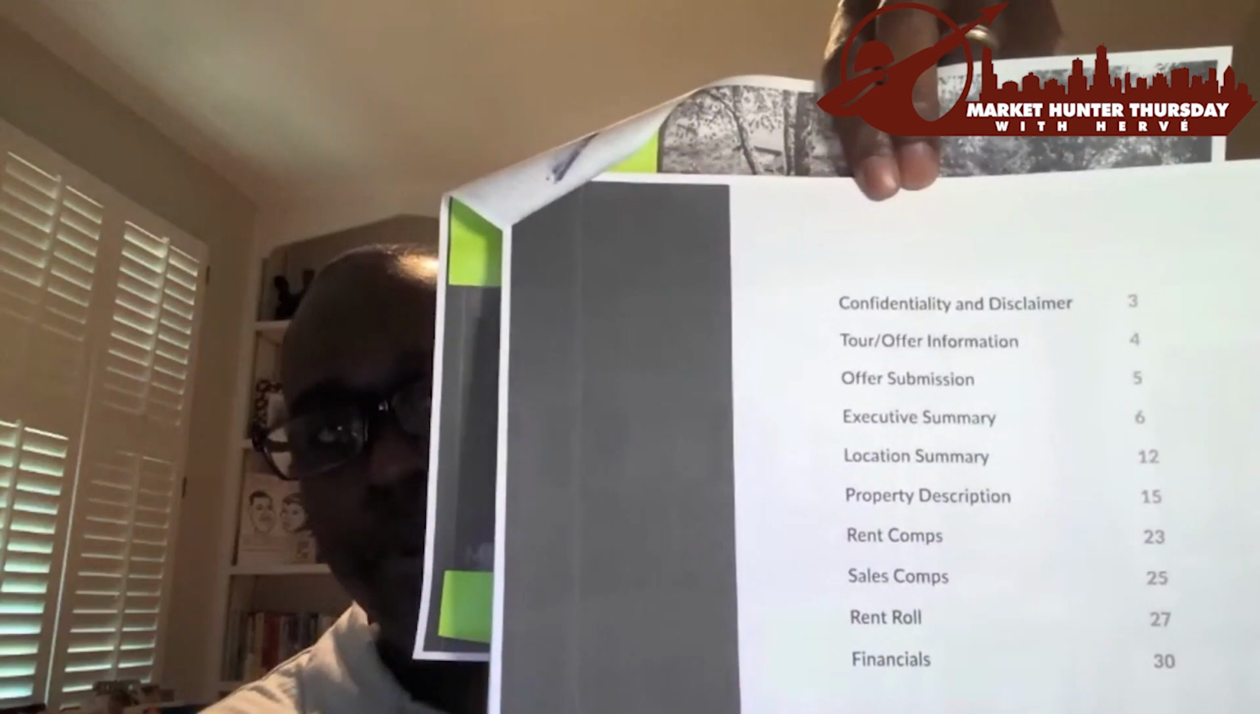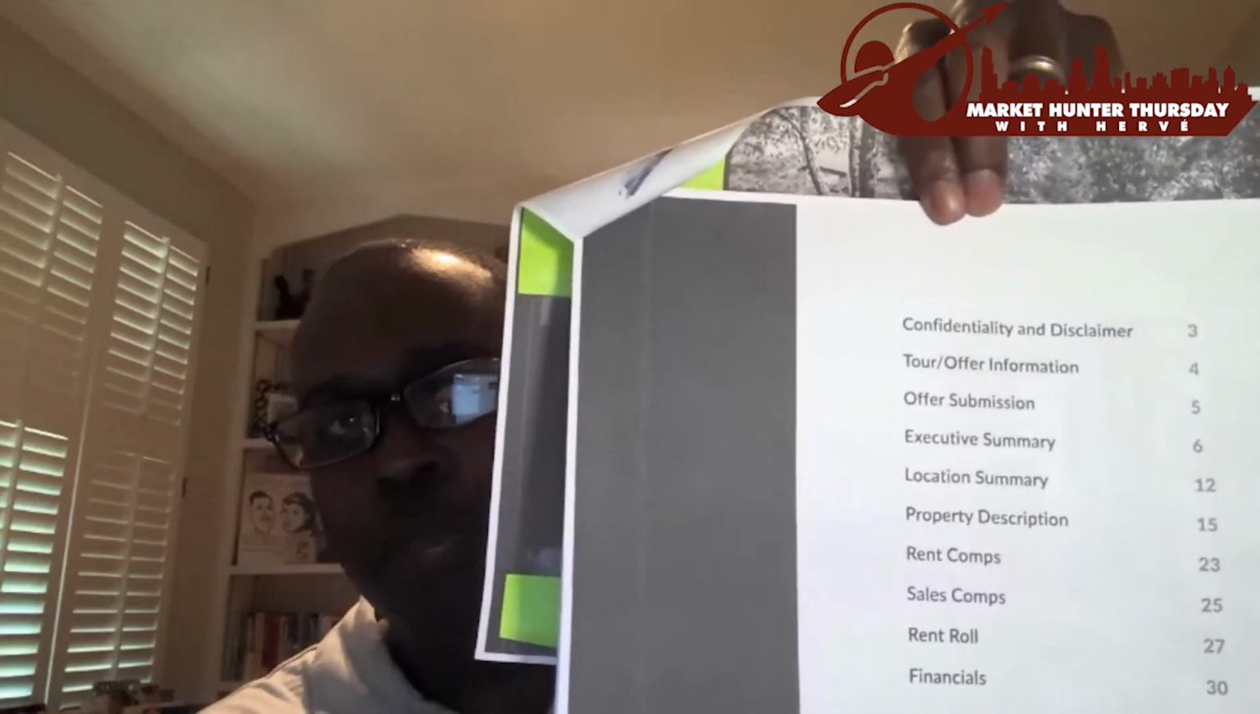Here is the table of contents. Again, that's where that confidentiality page would be, and offer submission, executive summary. Listen, folks, sometimes these OMs come out 60, 70, 80 pages long. This one specifically was about 30 to 35 pages. I did not print the whole thing. We are not going to go through the whole thing.